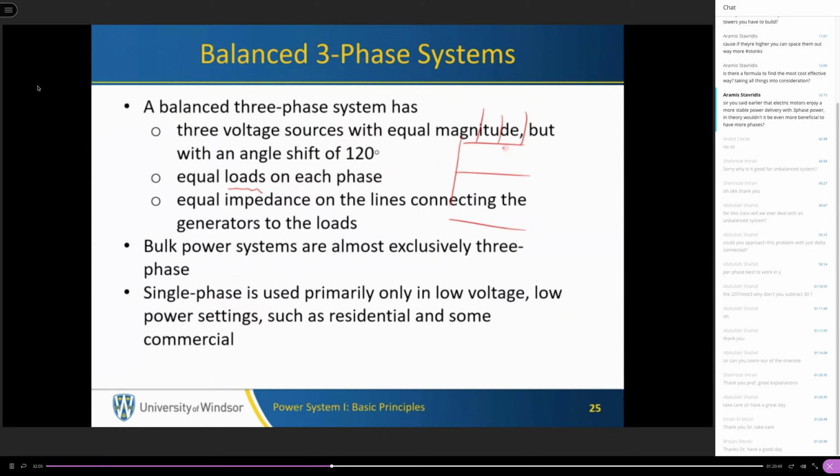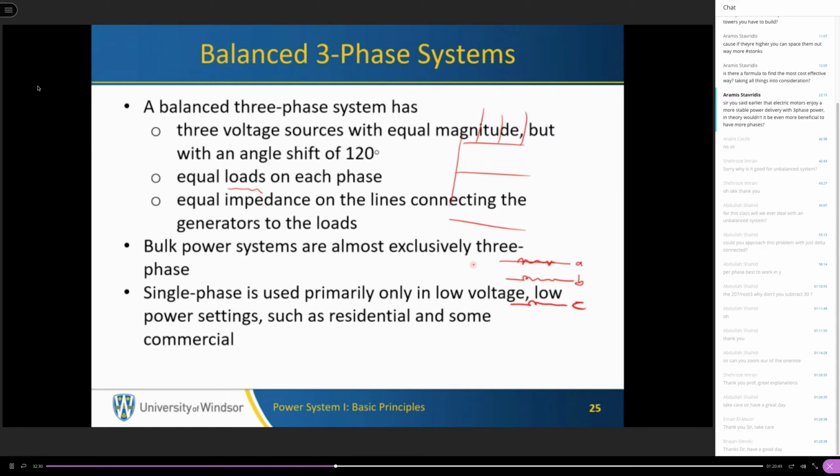The voltage imbalance cannot exceed 5%. Lines should also be balanced. So the impedance of line A should be equal to the impedance of the other phases, line B and C.